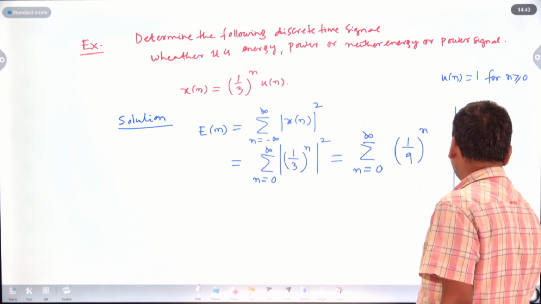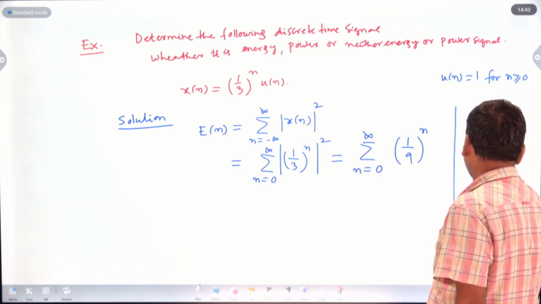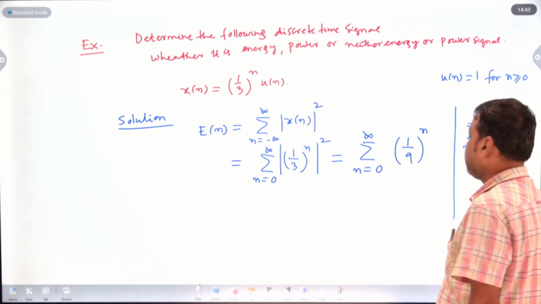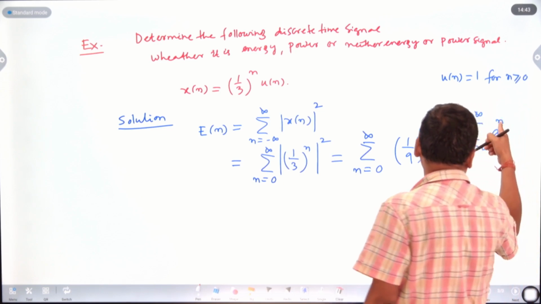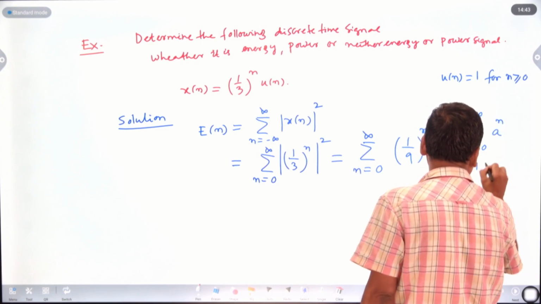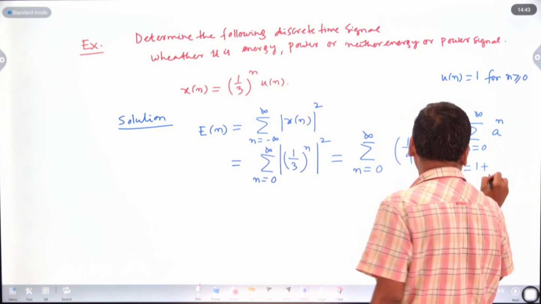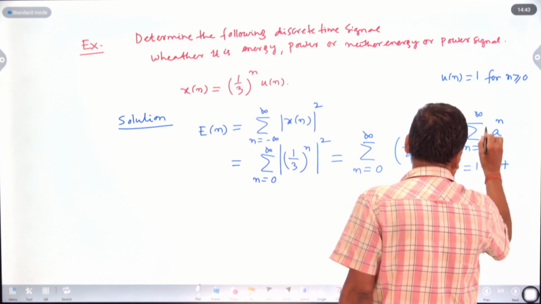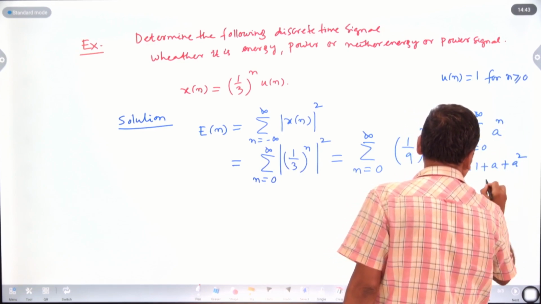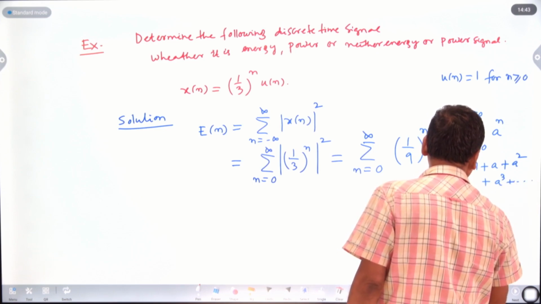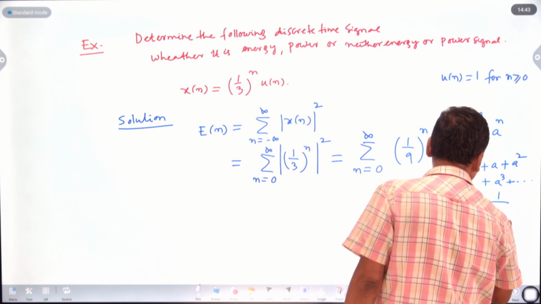As you know, for the sigma from n equal to 0 to infinity of a to the power n: for n equal to 0, this value is 1, the first value. For n equal to 1, the second value is a. Summation means addition, add. n equal to 2, a square. n equal to 3, a cube, plus and so on. And the series sums to 1 by 1 minus a.